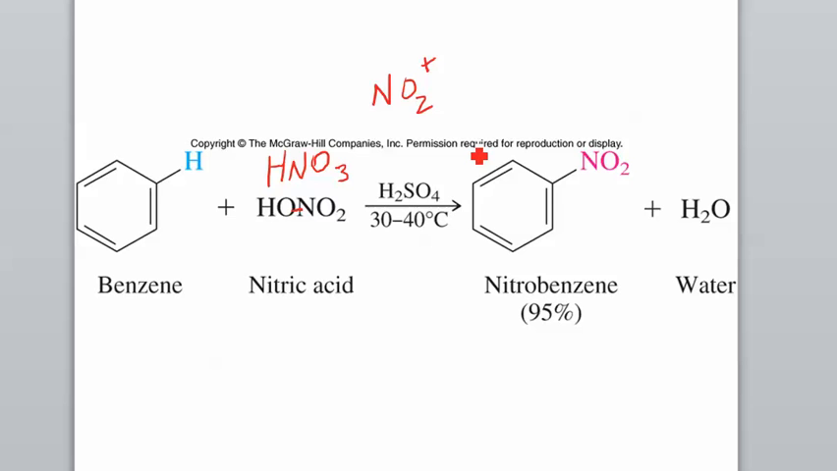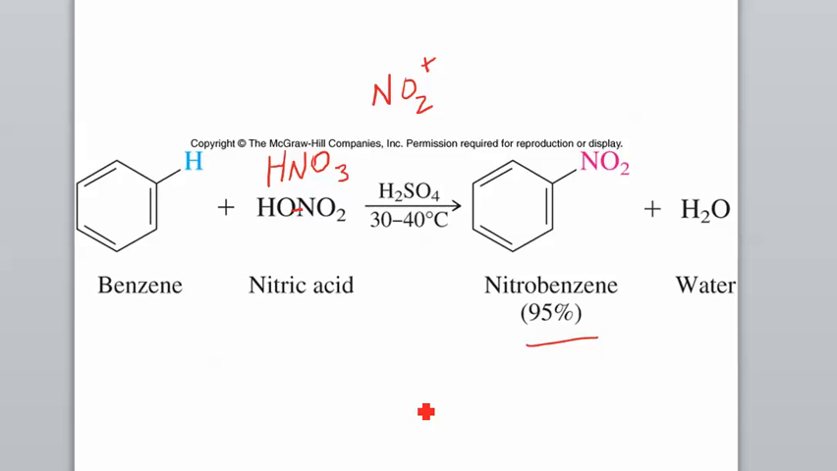The percentage here that you'll often see quoted for reactions just tells us something about how well that reaction works. 95% is the percent yield of this reaction, which is pretty good. That's one reason nitration reactions have been studied so well.